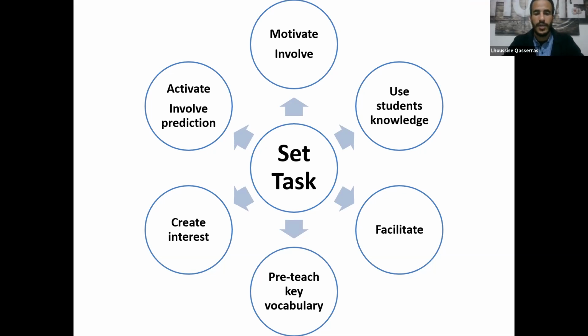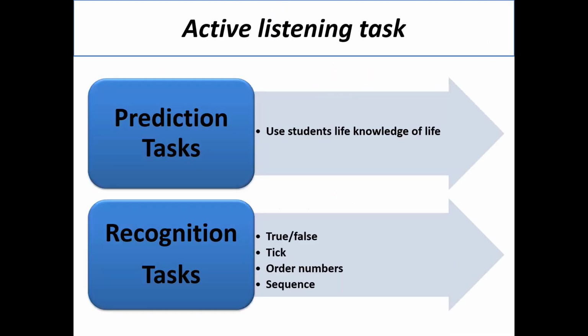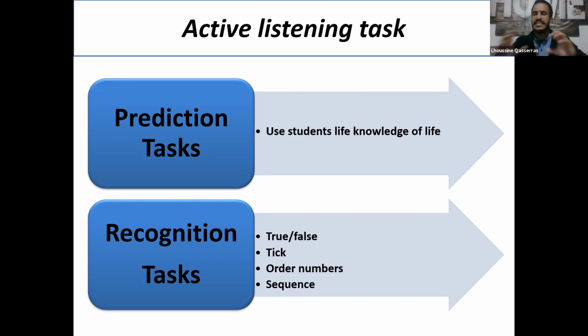Yes, okay. Good. Now, here, something very interesting. When you design your tasks, there are 2 major tasks. We have prediction tasks and recognition tasks. You start with prediction. Pictures. Look at the 2 pictures. Read the title. Can you guess what the listening task will be about? It's prediction. Or you can write 5 words on the board. Can you guess from these 5 words what the text will be about? So this uses students' knowledge of life.